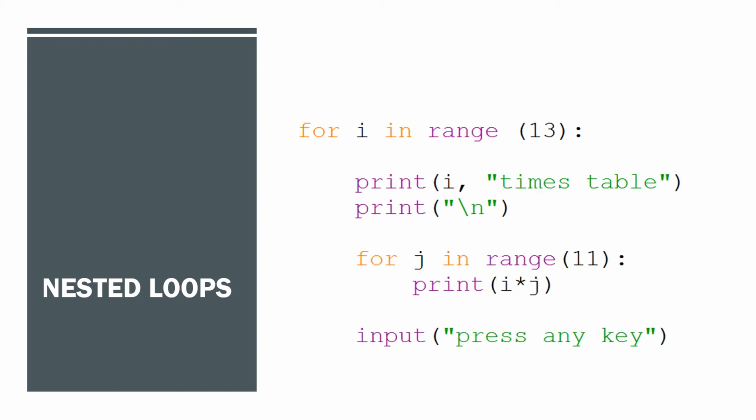Now we've put a loop inside a loop so that as well as just saying the 1 times table, the 2 times table, it will actually print out all the numbers in that times table. So we've got a for loop using the counter I, and inside it another for loop using the counter J.